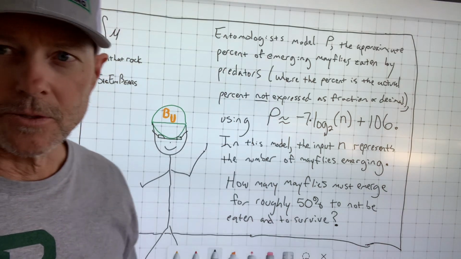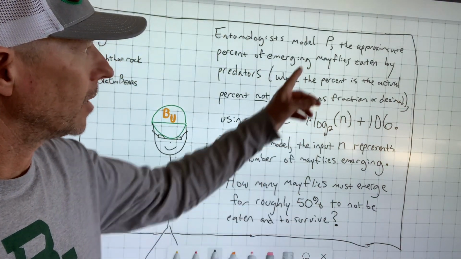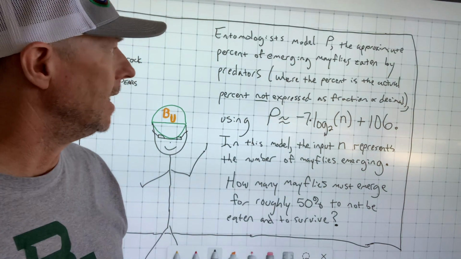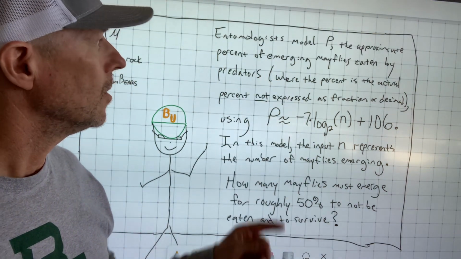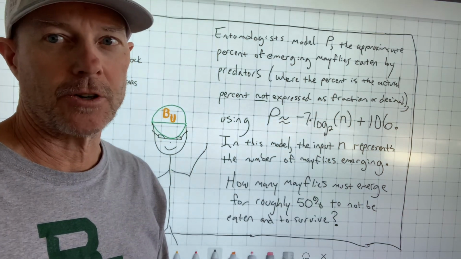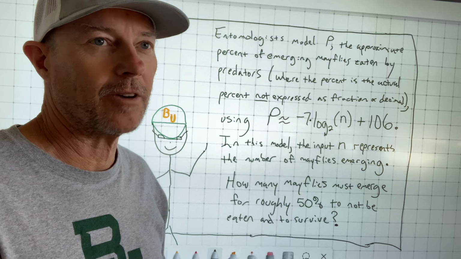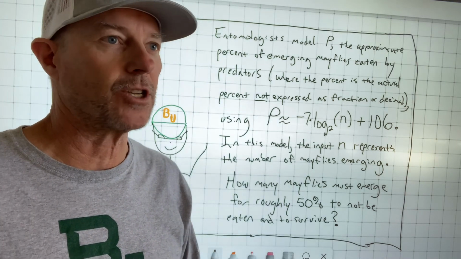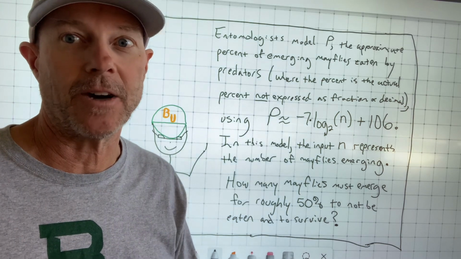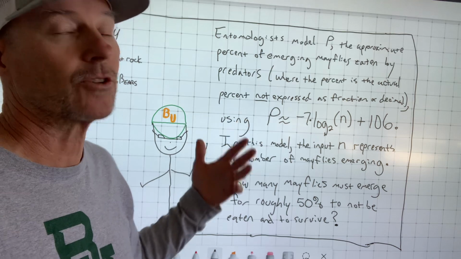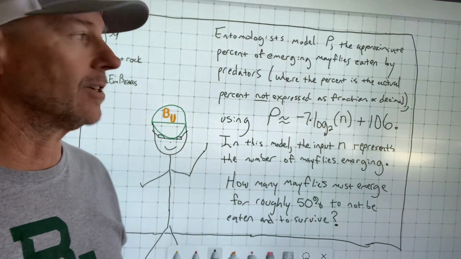So entomologists, those are people that study bugs, model P, the approximate percent of emerging mayflies eaten by predators, where the percent is the actual percent, not the fraction or decimal. So if we're talking about 75%, P is 75. Don't change it to 75 hundredths. Don't change it to 0.75. Just leave it as 75 if we're talking about 75%. That's what this phrase, where the percent is the actual percent, not the fraction or decimal, means.